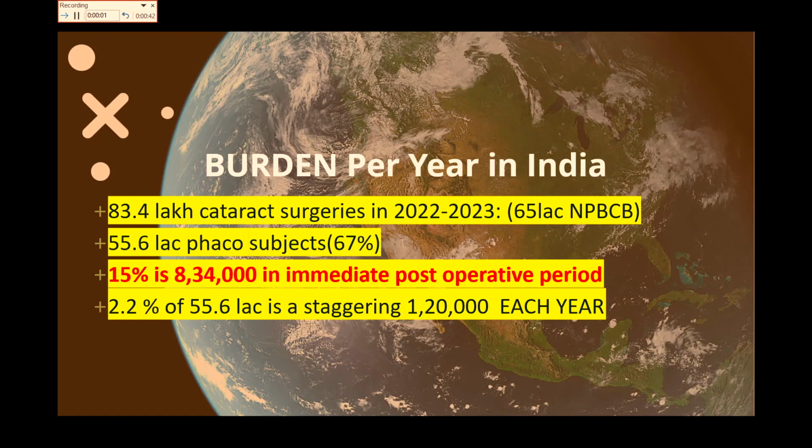Now the burden per year: considering the fact that India does 83 lakhs in a year, at 55% of it, 55 lakhs is phaco, so 15% of that tantamounts to 8.34 lakhs of ND in the immediate postoperative period, though it may come down later on.